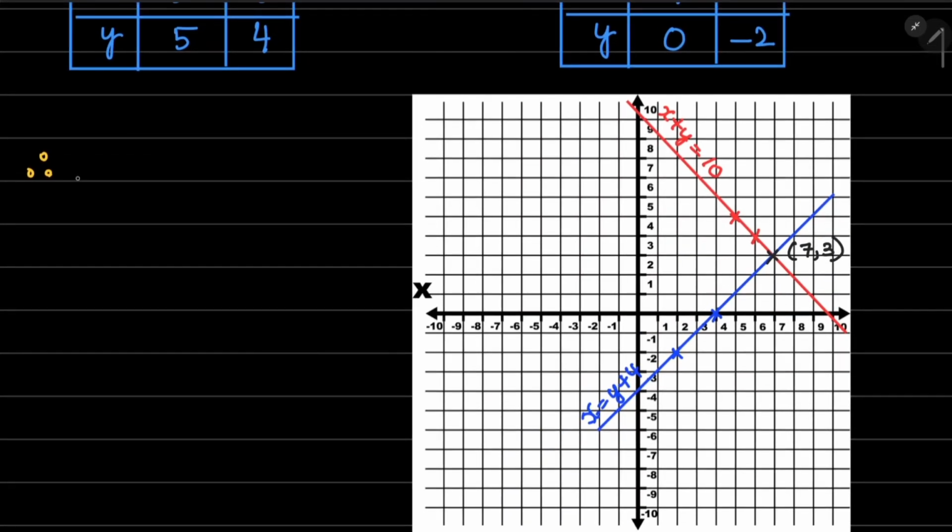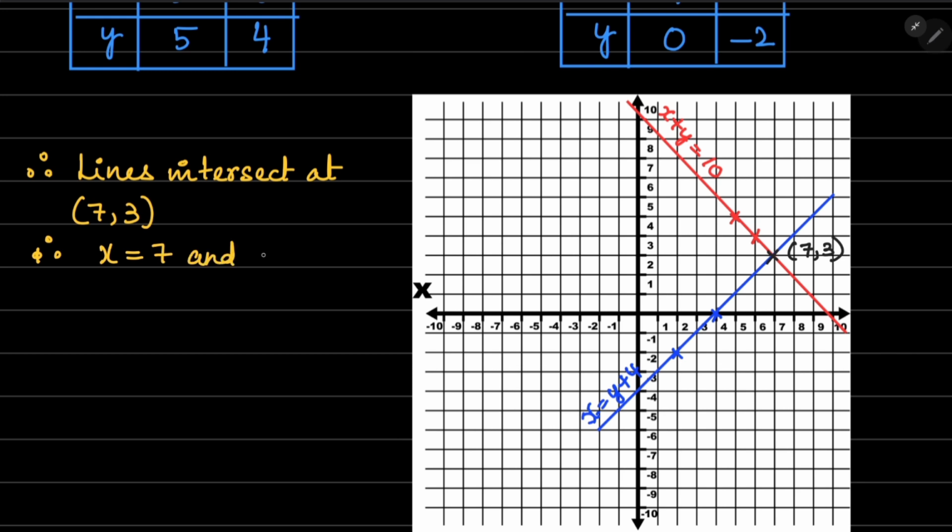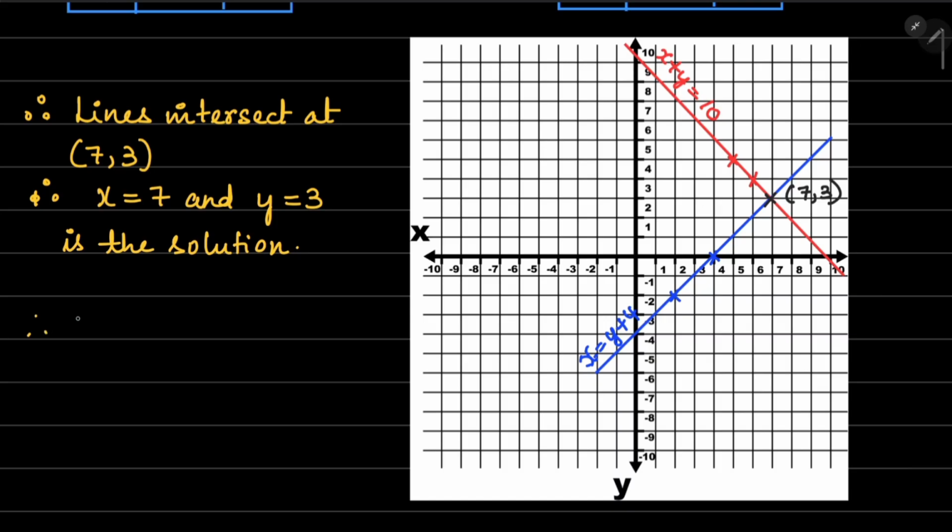It is observed that the lines intersect at 7 comma 3. Therefore x equal to 7 and y equal to 3 is the solution of this pair of equations. So therefore what is x?